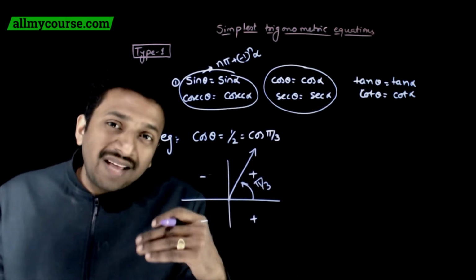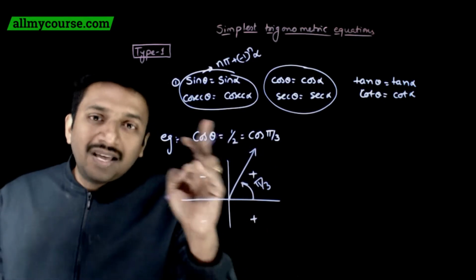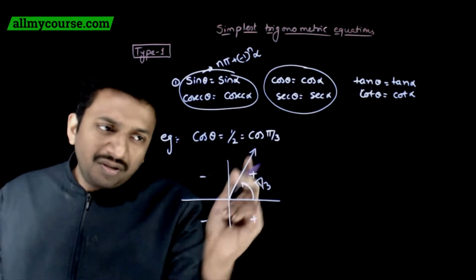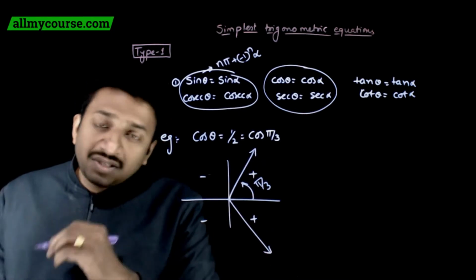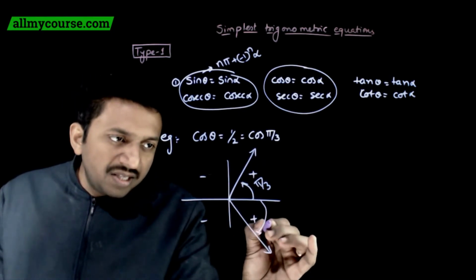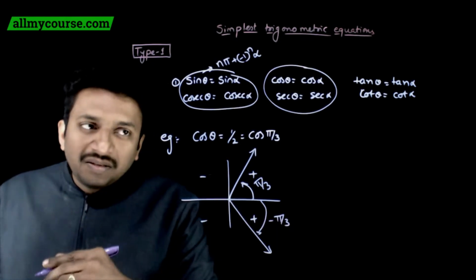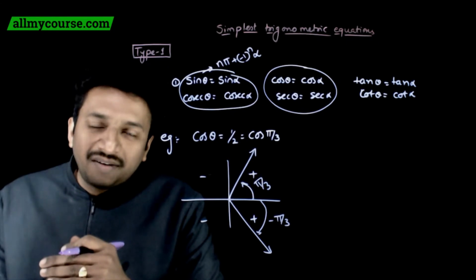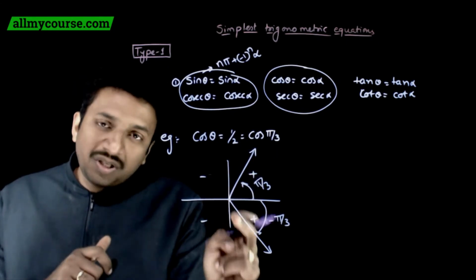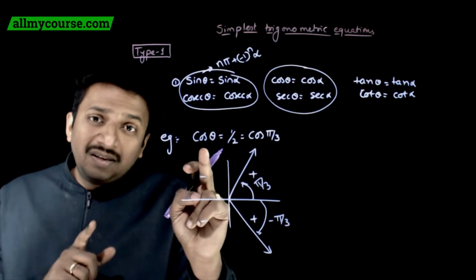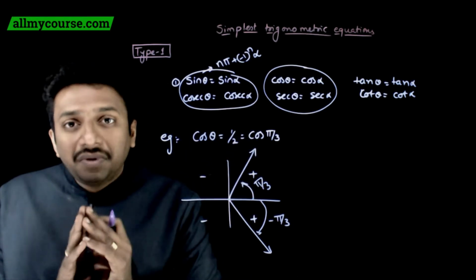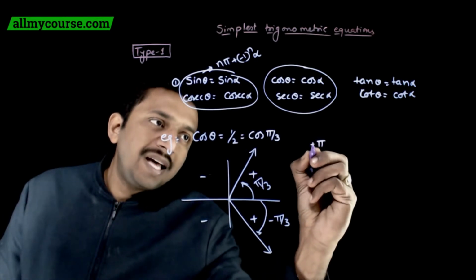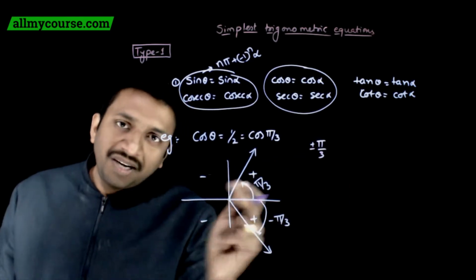Now what are the other positions of the ray where you get the same value half? Obviously, if you get plus half for this position, you get plus half for this position also, which is the allied position, which is minus pi by 3. So cos pi by 3 is also equal to half, and cos minus pi by 3 is also equal to half. These are the two positions which make cos theta equal to half. So the solutions are plus or minus pi by 3, right?